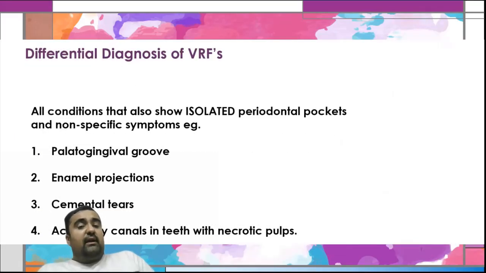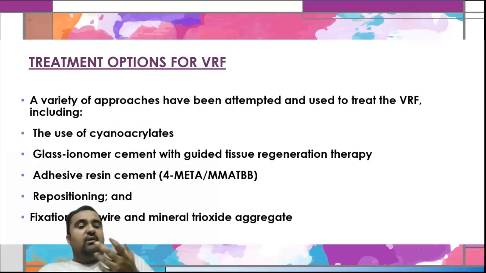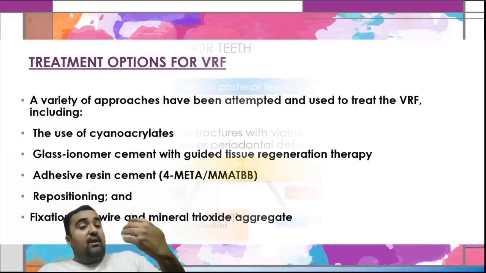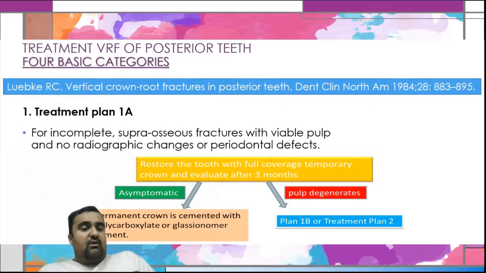So what is the differential diagnosis of VRF? It could be palatal groove, enamel projection, cemental tears, accessory canals, and teeth with necrotic pulp. What are the treatment options? A variety of approaches are there. We can use cyanoacrylates, adhesive resin cement like 4-META, repositioning and fixation with wire, and mineral trioxide aggregate. Based on Luke's categories, we have treatment plan 1A.